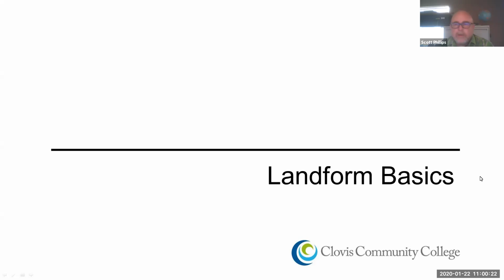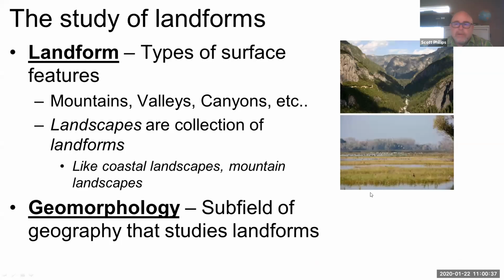Okay, I want to go over some basics of physical geography for geologic processes, or what we call geomorphic processes. First, just some real basics for what we call landforms. So landforms are simply types of surface features like mountains, canyons, valleys, and so on.